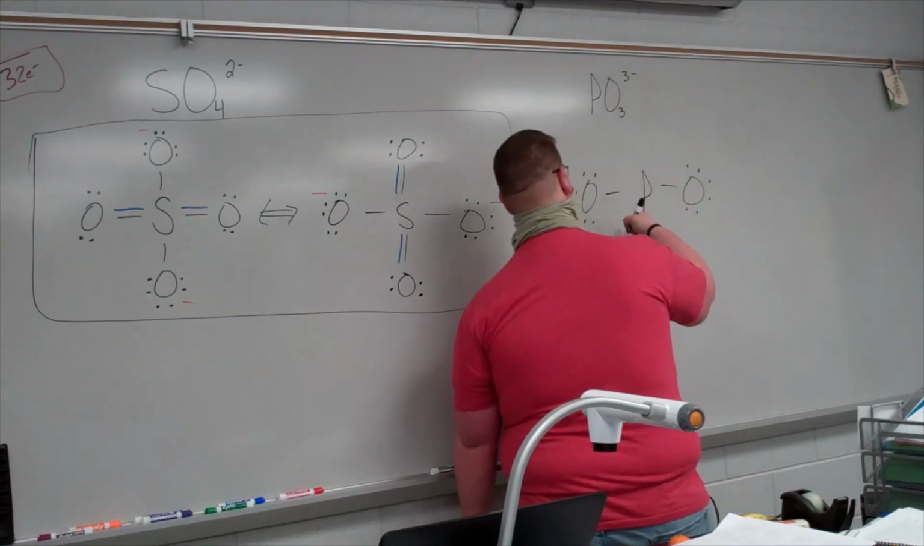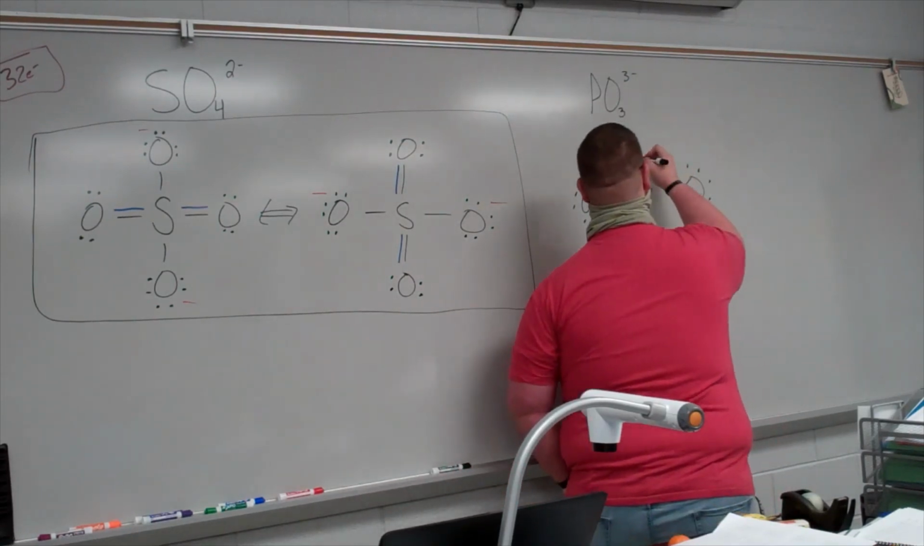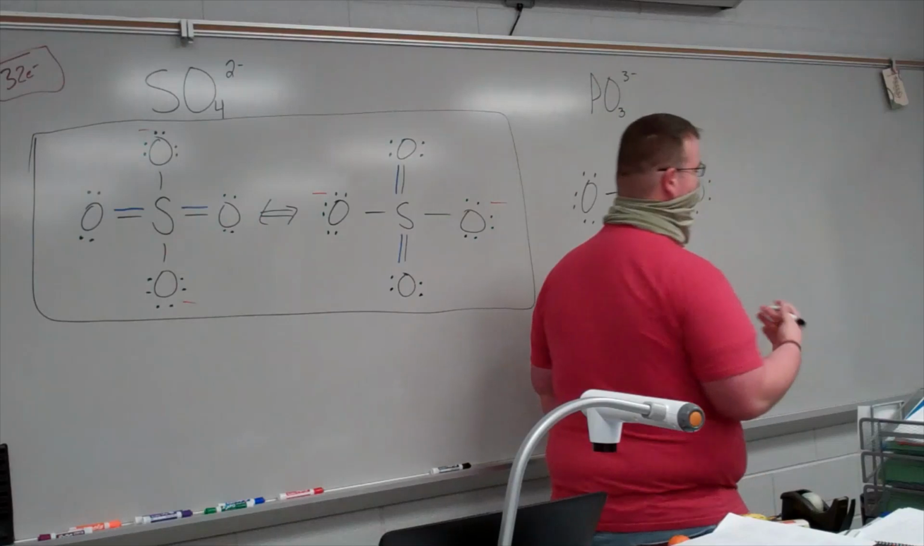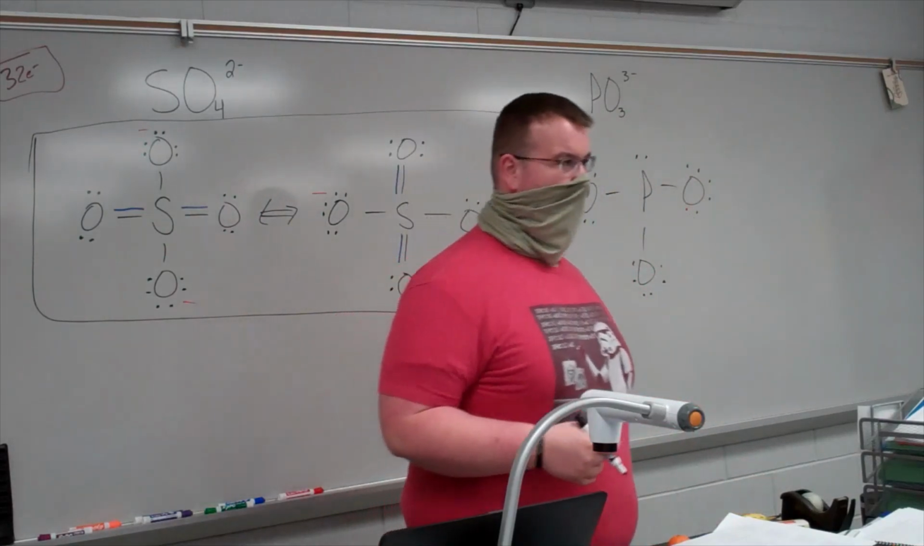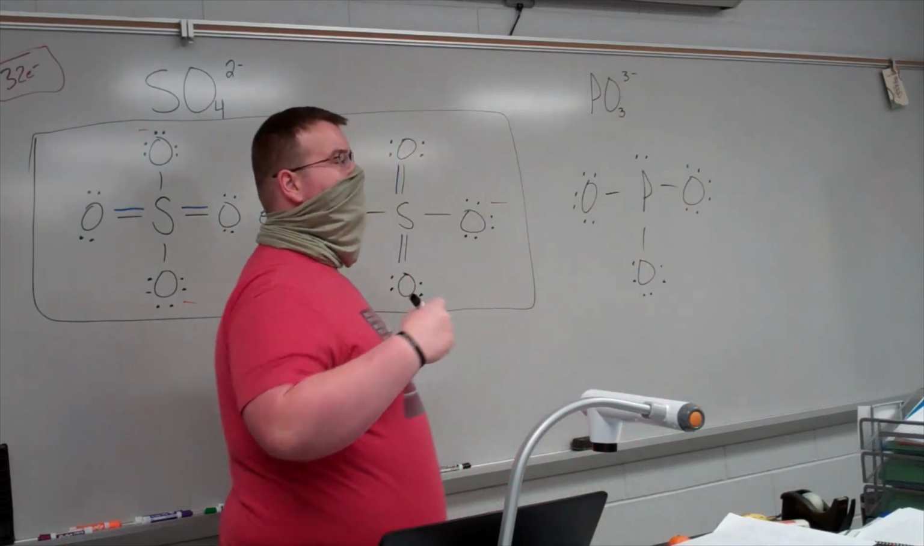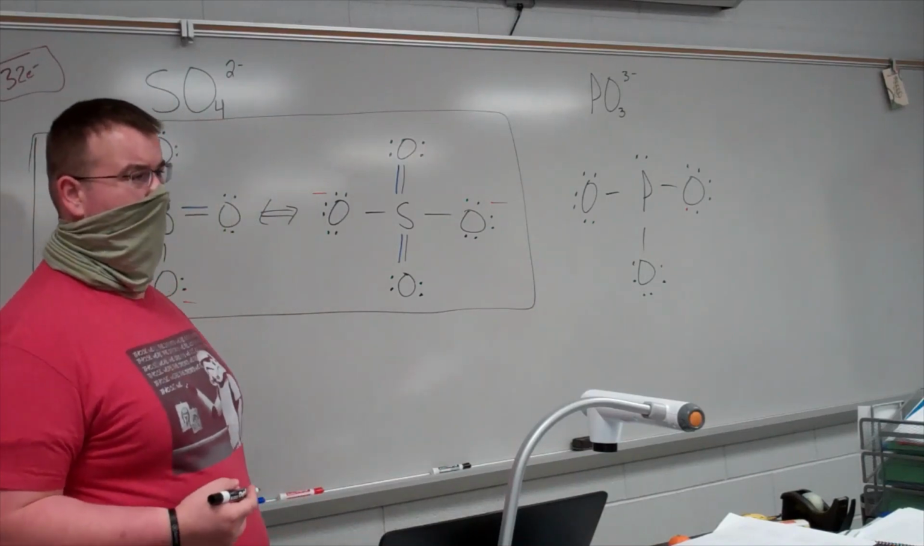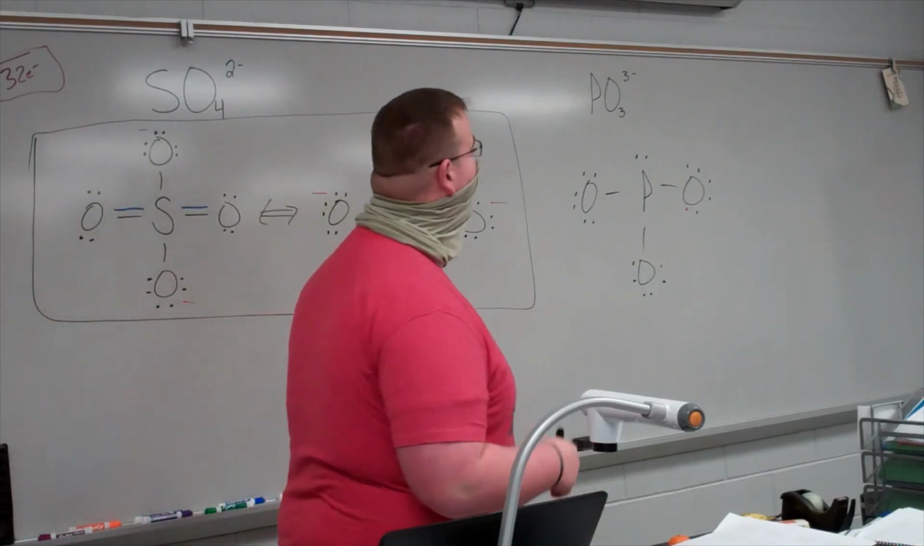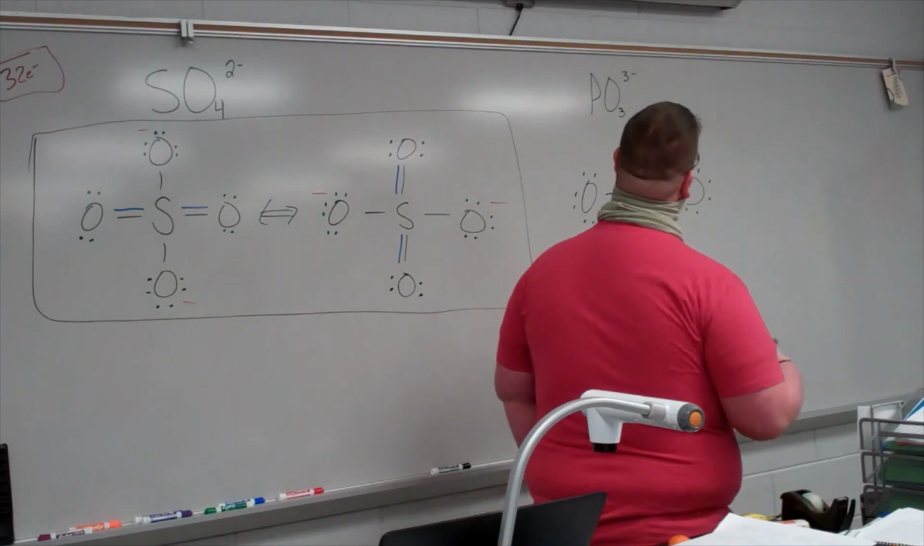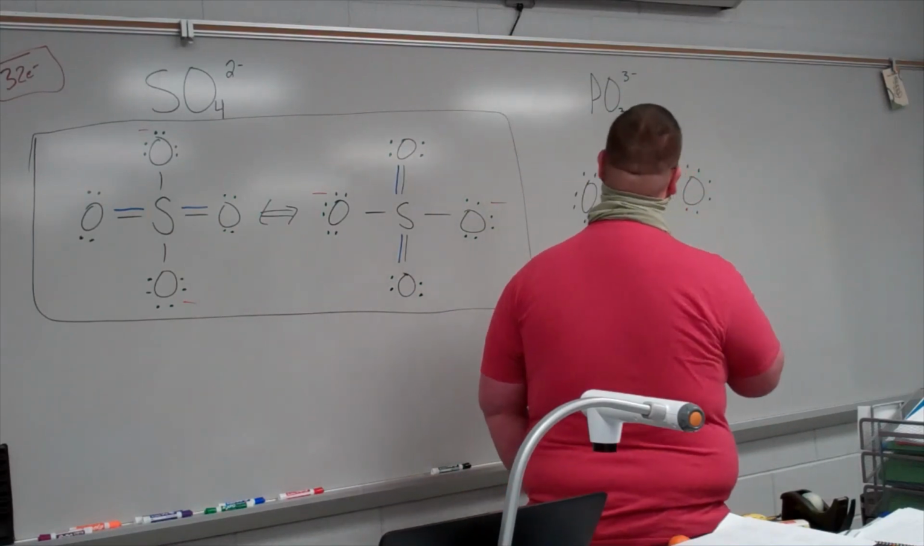And this phosphorus has 3 bonds, so it needs a lone pair as well. At this point, yes, phosphorus can break the octet. Is it a guarantee that phosphorus will break the octet? No. Not a guarantee. Now in this case, we've got to calculate how many electrons we've got to show.